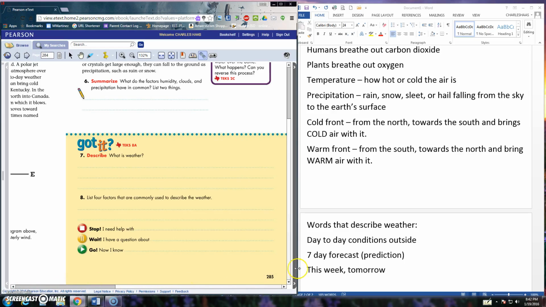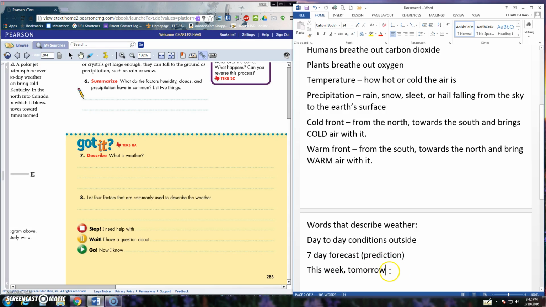This is part 2 of weather and climate. We were just talking about words that describe the weather, and we had written down day-to-day conditions outside, the 7-day forecast, prediction, and this week, tomorrow. These are words that describe the weather.